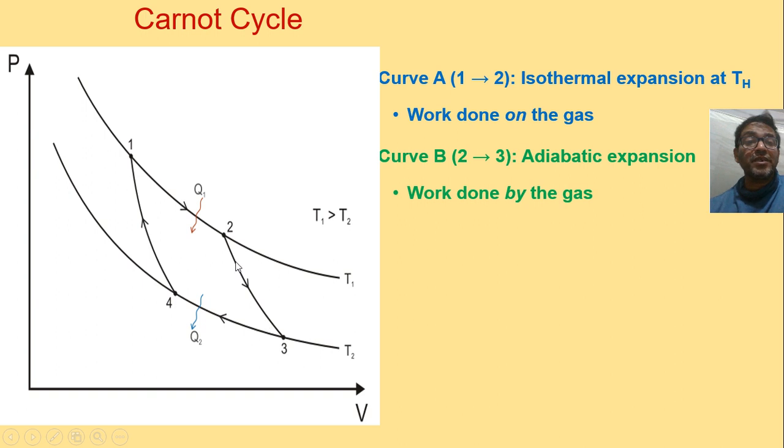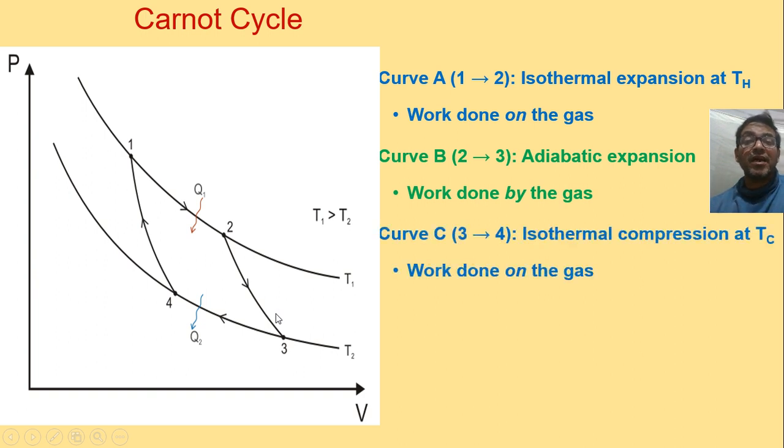Here the temperature, the pressure and the volume are changing, and the temperature is also changing. So we cannot say it is a quasi-static process. That's why it is not isothermal, this is adiabatic. But why am I saying it is adiabatic expansion? Because of the work done by the gas. So that's why it is called adiabatic expansion.